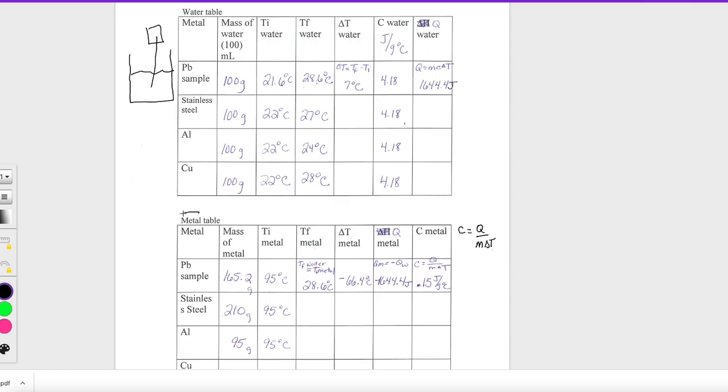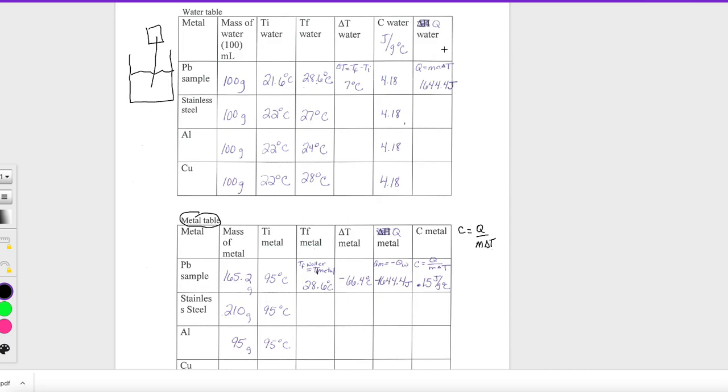Now this is the metal table, so we're going to use all metal data. In order to do that, we would know the mass of the metal; the student would mass the piece of metal on a balance. The student would know the initial temperature of the metal and the final temperature of the metal. They can take the final temperature minus the initial to get the change in temperature. But they wouldn't know what Q is, because if you don't know the specific heat, you can't calculate Q with this information.